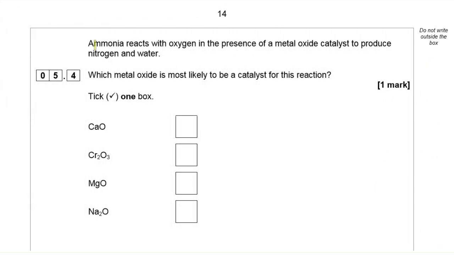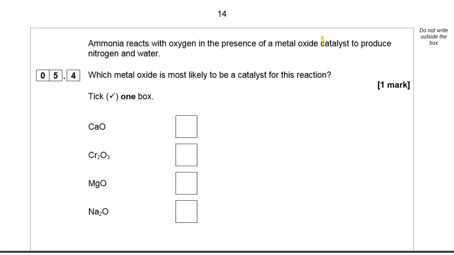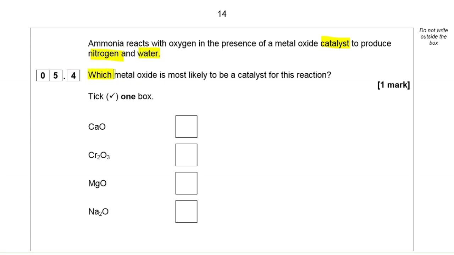Over the page, 5.4. Ammonia reacts with oxygen in the presence of a metal oxide catalyst to produce nitrogen and water. 5.4. Which metal oxide is most likely to be a catalyst for this reaction? This is for 1 mark. Tick 1 box. So let's go down the list.